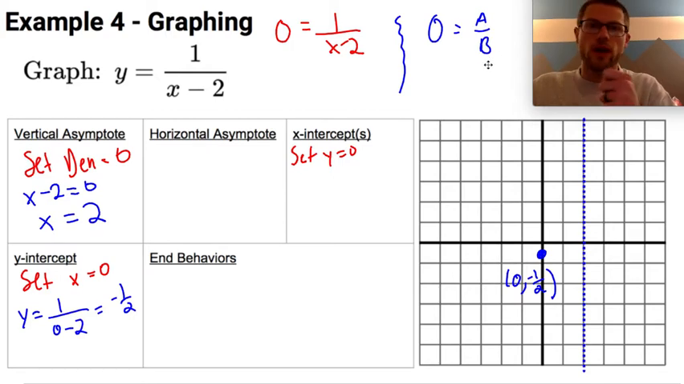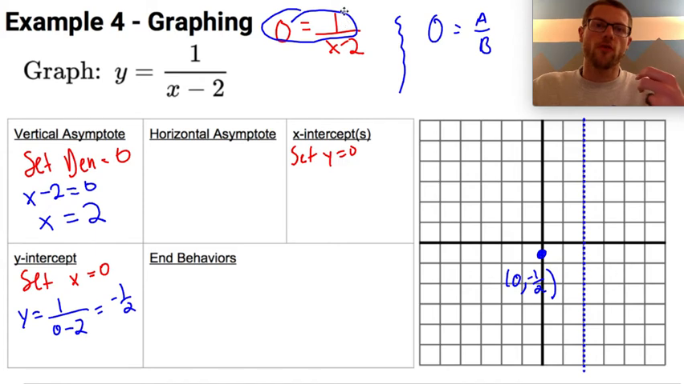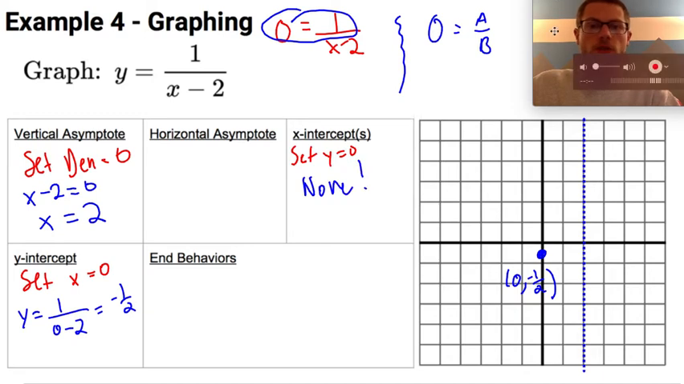And you could try it. Try dividing two numbers, try to get it equal to 0. The only way you'll be able to do it is if the first number, or the numerator, is equal to 0. So really I'm just looking at the numerator when I'm finding my x-intercepts. And we can see here that 0 equals 1 isn't a thing. There's no number for x that's ever going to make y equal 0. So in this case, there is none. No x-intercepts. This will never cross the x-axis.